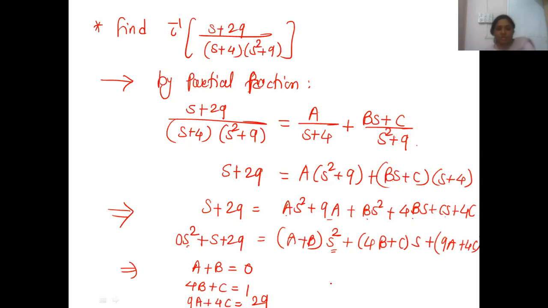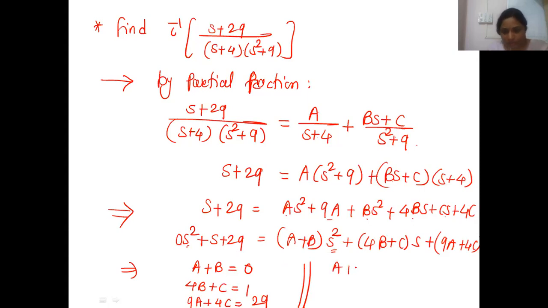Okay, so from the first equation, you'll get A is equal to minus B. You put A is minus B in the third equation. Then you get two equations in B and C. You can solve. Just a minute. Now, this we can also solve on a calculator. If there are three unknowns, A, B, C, up to two or three, we can solve on a calculator.